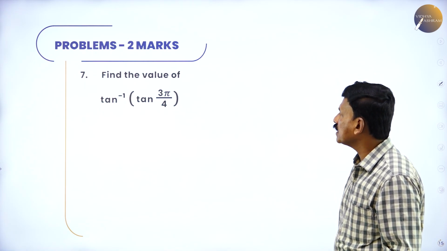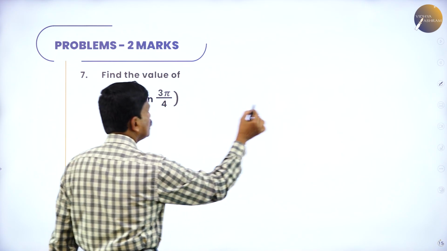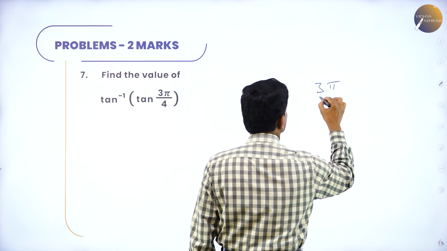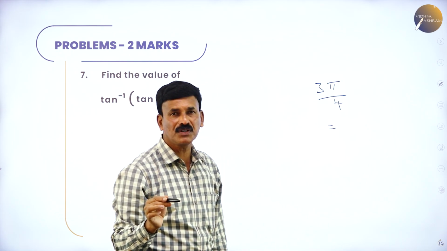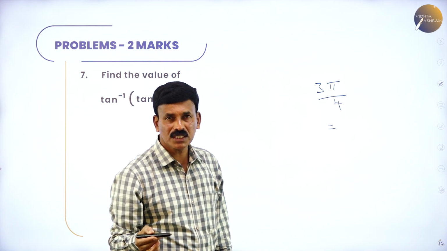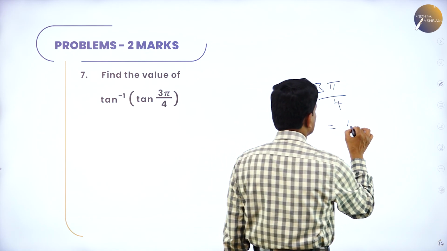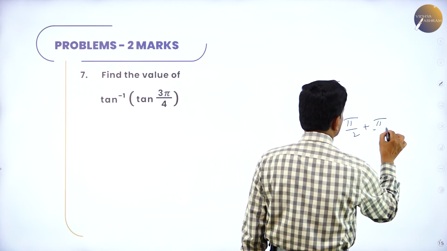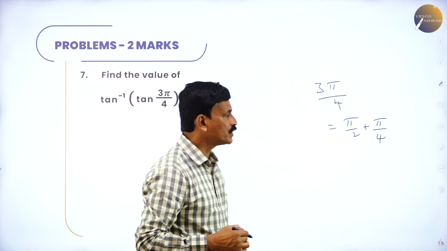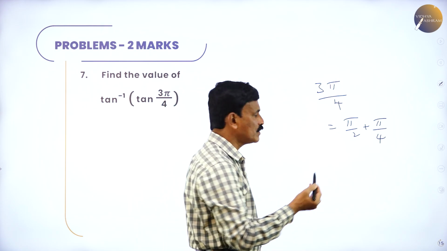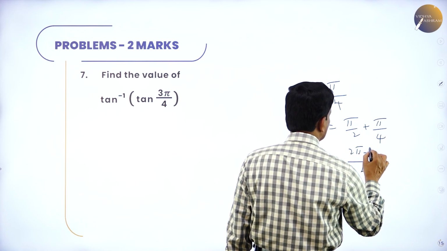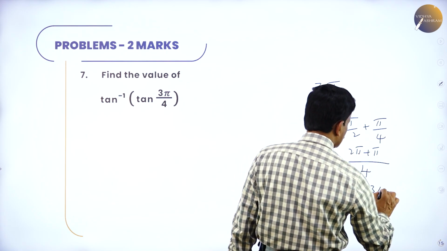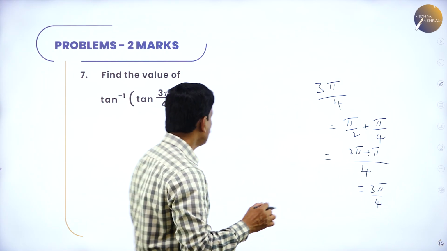Same, tan inverse of tan 3 pi by 4. Now, convert this 3 pi by 4. Pi by 4 is 45. 45 into 3 is 135. 135 can be written as 90 plus pi by 4. So, 3 pi by 4 can be written as pi by 2 plus pi by 4. See, take LCM, 4 is the LCM, 2 pi plus pi. This is equal to 3 pi by 4 you will get. What is this equal to?